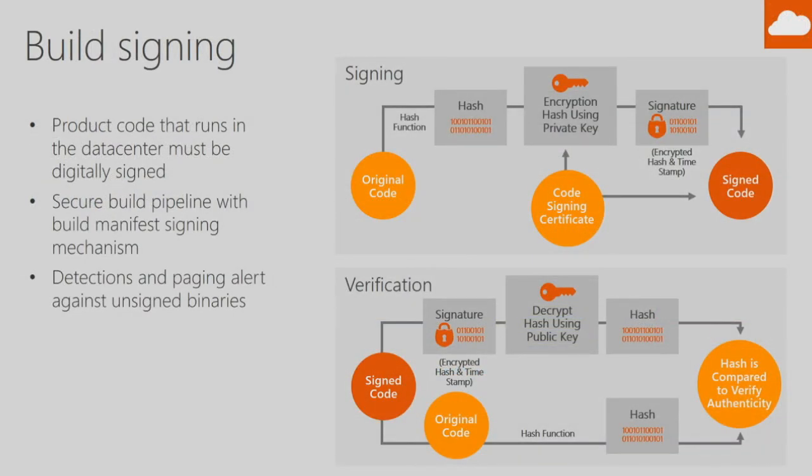Sign bits. We ensure that only signed binaries go to our production servers, because otherwise a developer can inject some extra code into one of the binaries or DLLs, put that in the production server, and cause intrusion. So we have detection built to detect unsigned binaries when they come to the production server.